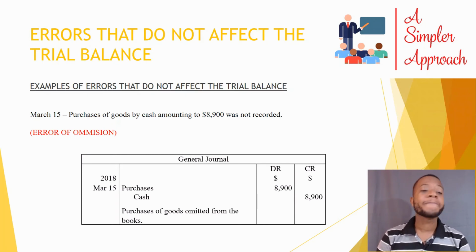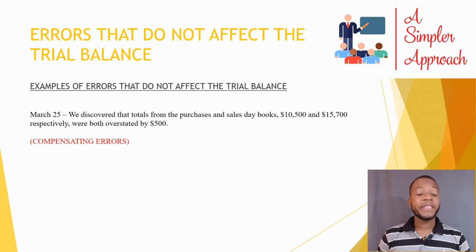Good talk, good talk. Next one. And this is the last one if my memory serves me well. March 25, we discovered that totals from the purchases and sales day books, $10,500 and $15,700 respectively, were both overstated by $500. Now, this is a compensating error, and it's so-called compensating error because you find that the $500.